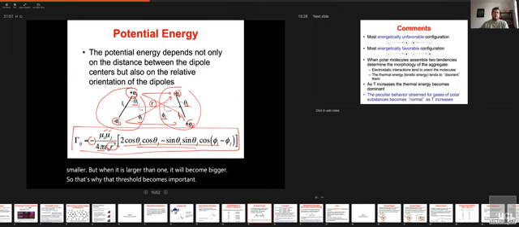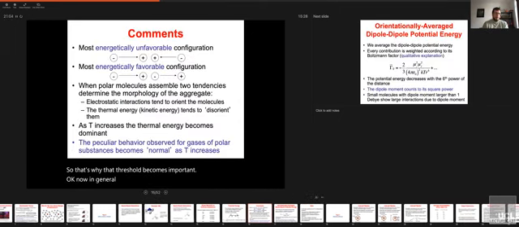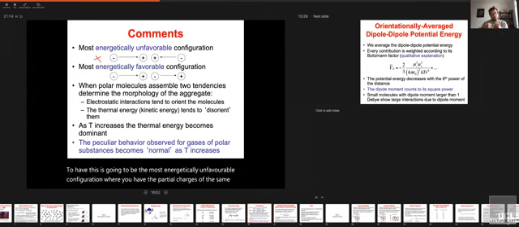Okay? Now, in general, some comments regarding dipole-dipole interactions. This is going to be the most energetically unfavorable configuration, where you have the partial charges of the same sign that are close to each other. On the other hand, this is going to be the most energetically favorable configuration, where you have the partial charges of opposite sign that are close to each other. So the result of this is that when we have dipole-dipole interactions, the dipoles, if they can, they want to be parallel to each other so that they can minimize the electrostatic interactions.